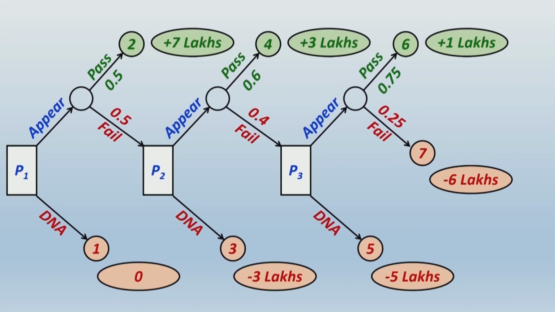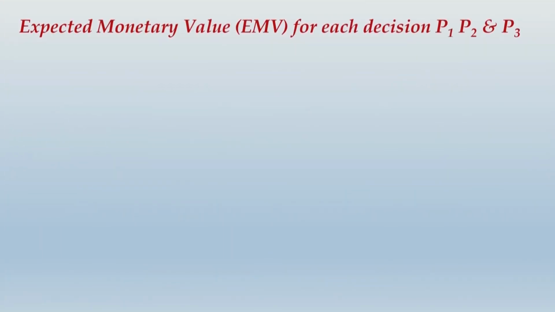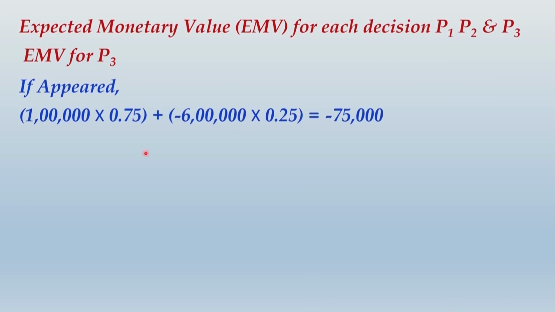Alright friends, once you have completed writing this entire decision tree diagram, let us move ahead and now we determine the EMV, that is expected monetary value, for each decision P1, P2 and P3. We always begin with P3. You know that we follow a rolling back technique where we have to approach from the backward. So if P3 appeared, what will be the outcome? Either a cash flow of 1 lakh positive or a cash flow of 6 lakh negative.